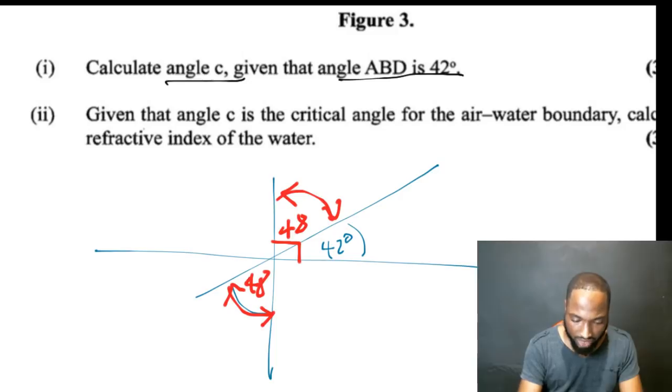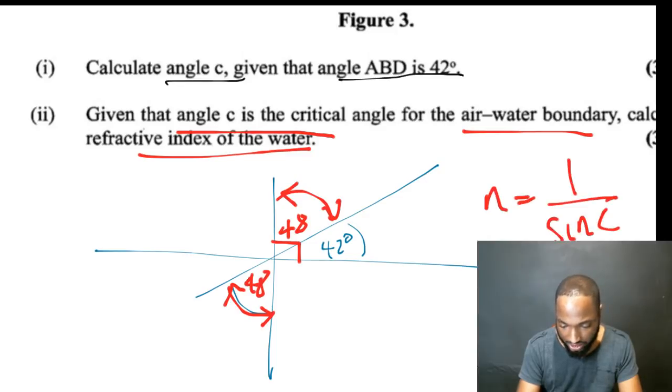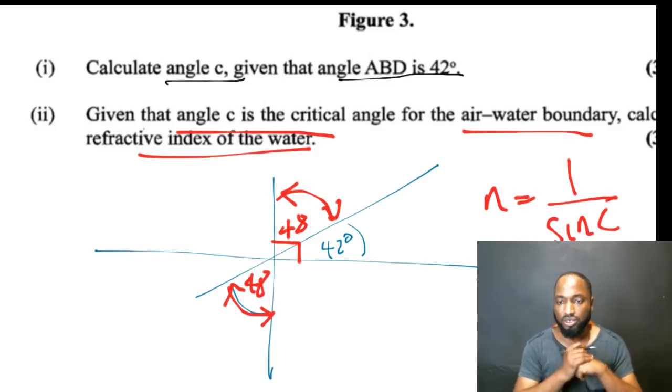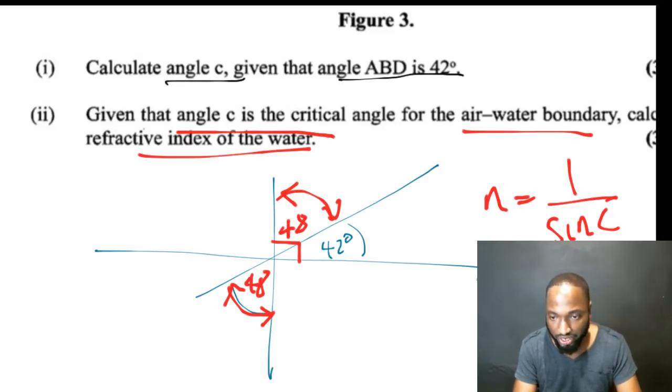And then: given that the angle C is the critical angle for the air water boundary, calculate the refractive index. Well, you just use n is equal to 1 over sine C, and you're good. What you get for the sine C is 48, so 1 over the sine of 48, and you're good.